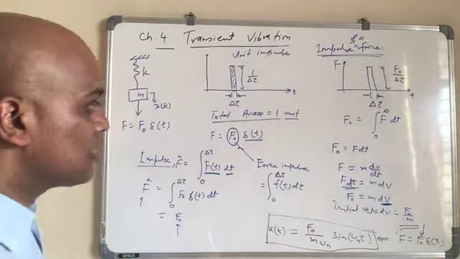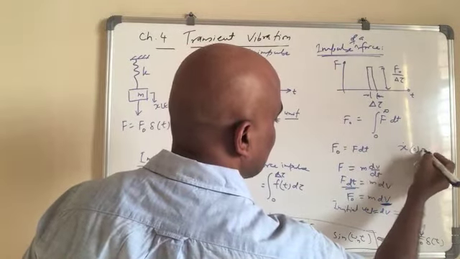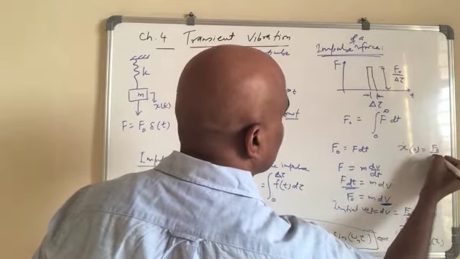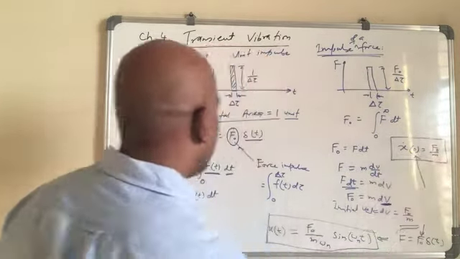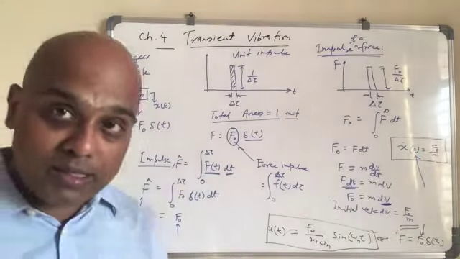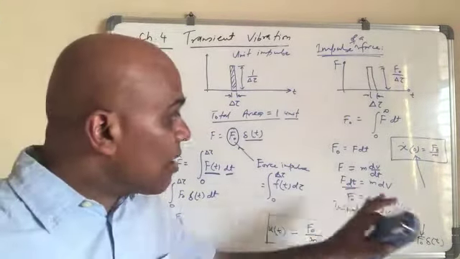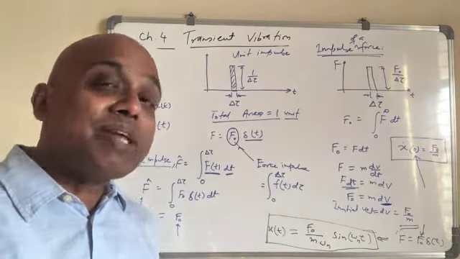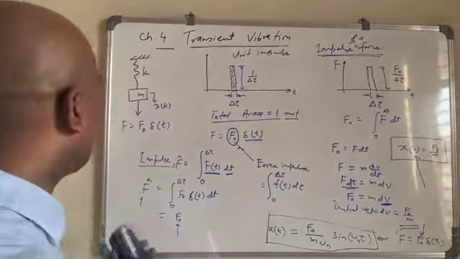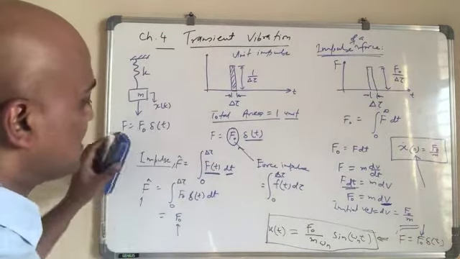Yeah. So that means x dot 0 equals f naught over m. This is the initial velocity that it imparts. Okay. Now we have to remember the free vibration case of a spring mass system.